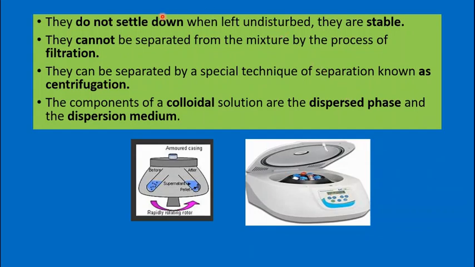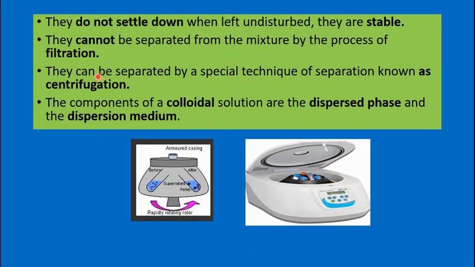In a colloid, what happens? The particles do not settle down when left undisturbed. They are stable. They form one uniform layer. Unlike oil and water, you will not get two different parts when you look into a colloid. And they cannot be separated from the mixture by the process of filtration.